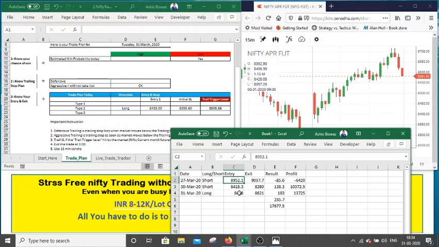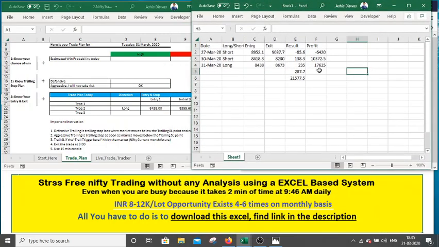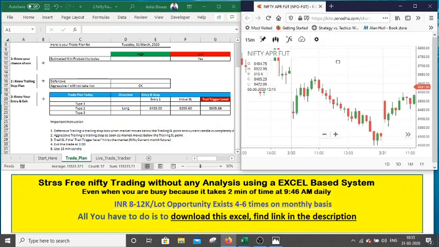Today's entry was at 8432 and the exit would be the close of 8673. Sorry, I made a mistake here, 8673. So there was almost a 235 point move today, and with a 75 lot size, it was around 17,625 profit. Now I will also check what the trade was the day before yesterday.